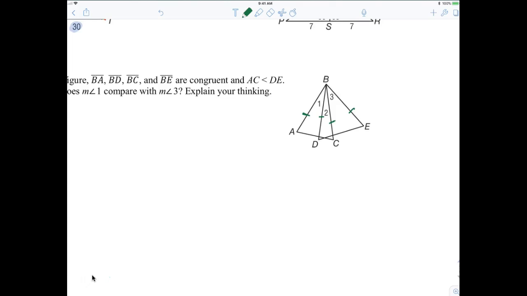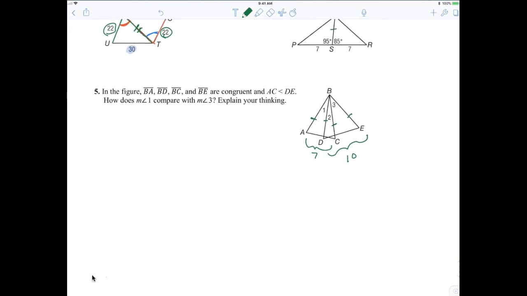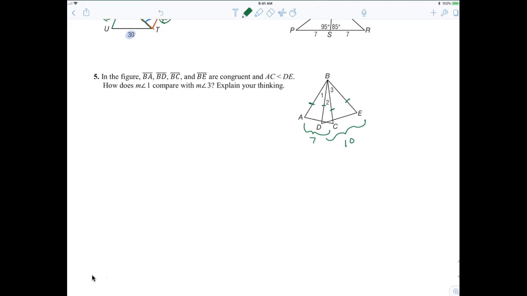So sometimes what I like to do, sounds kind of silly, is AC compared to DE. So we could say something like 7 and 10. All right, just so I can visualize. Yeah, I just made those numbers up so I could see it better. All right, you can make it whatever you want as long as it satisfies the conditions. All right, how does angle 1 compare to angle 3? Angle 3 is obviously what? Is obviously greater.